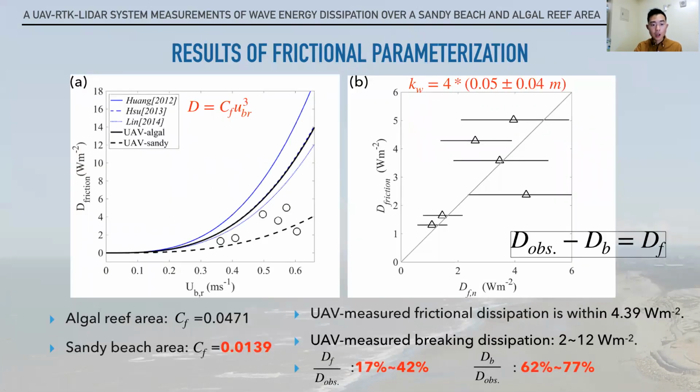These are the results of the frictional coefficient. In the sandy beach area, the coefficient is 0.0139, which is far lower than the algal reef area. And the result shows that in this area, the dissipation of wave breaking accounts for about 62% to 77% of the total dissipation. So the wave breaking dissipation dominates this area.